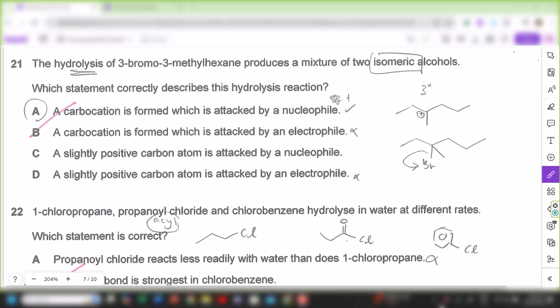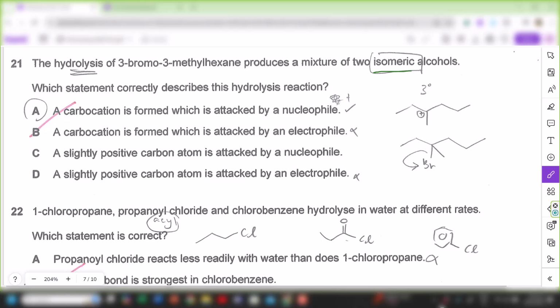Finally, let's do the last 10 questions from the 2023 A-level paper. We'll look at question 21. The hydrolysis of 3-bromo-3-methyl-hexane produces a mixture of two isomers, so it's isomeric. The question asks which statement correctly describes this hydrolysis reaction.